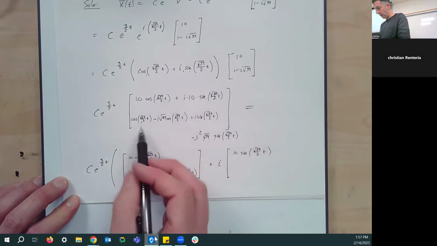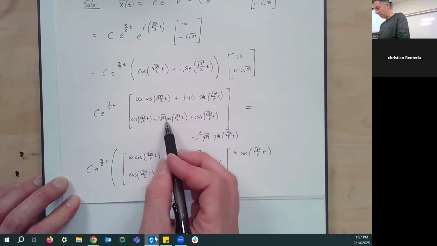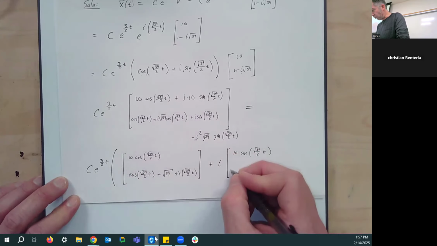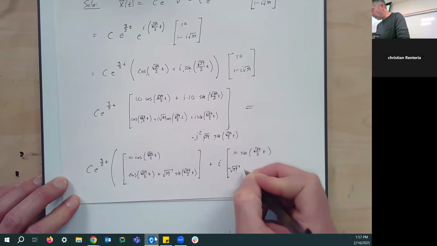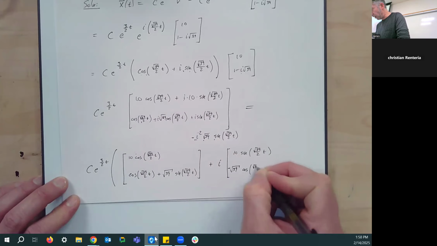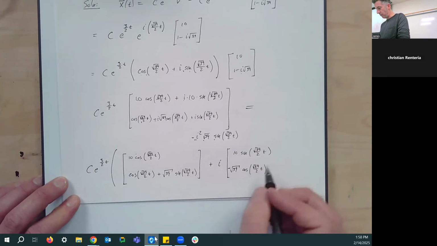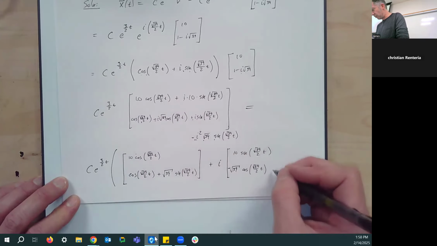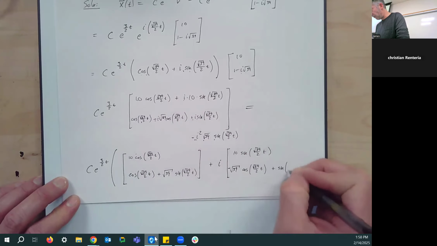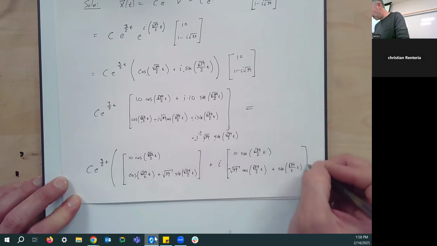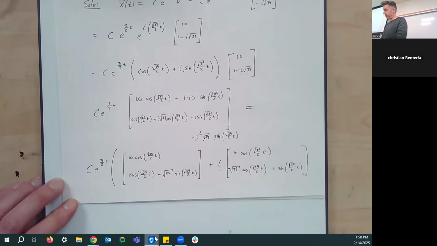And the second component, you have negative i times root 39 cosine. So you have negative root 39 cosine of root 39 over 2t, and then plus i times sine of the same thing, so it's going to be plus sine of root 39 over 2t. And again, the reason I'm not writing the i's is because I already factored the i out.